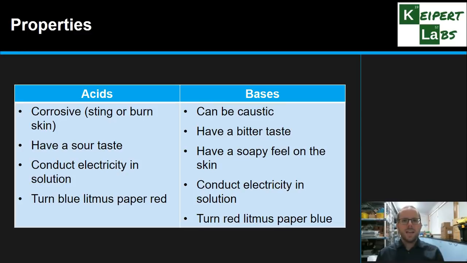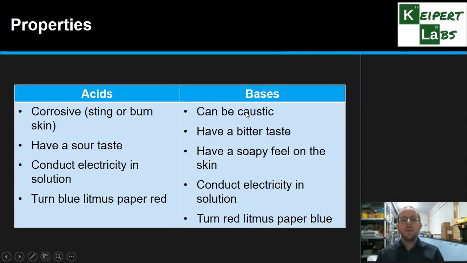Some of the properties that acids have, for example, we say that acids are corrosive. They have the tendency to sting or burn skin. Now, this is not in every concentration. You put a bit of vinegar on your skin and you're probably not going to notice it. But if you put really concentrated hydrochloric acid, you'll remember it very, very well. So we say they're corrosive because they will actually burn a hole through something like skin. They have a sour taste. They conduct electricity in solution because they produce ions in solution. And they turn blue litmus paper red.